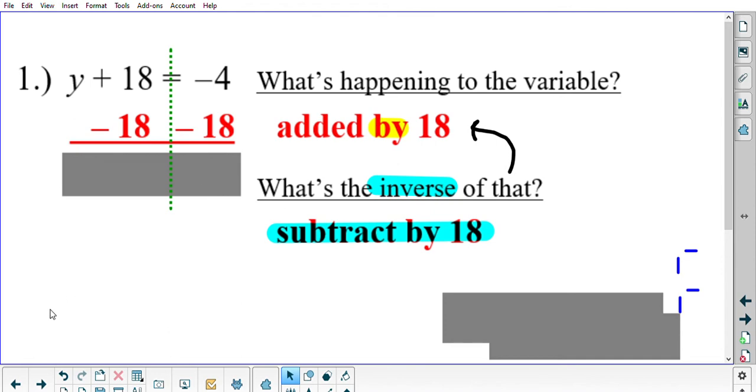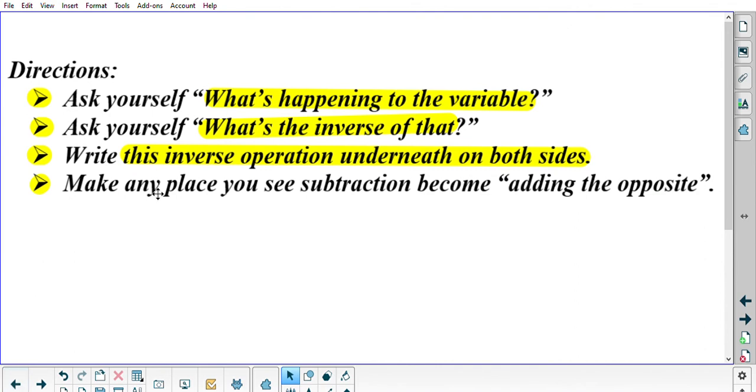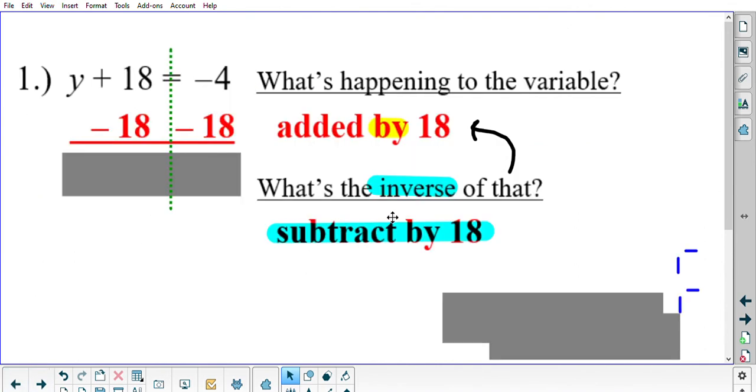So step 3 has now been done. I took the inverse, which I originally wrote in words, subtracting by 18, and I am doing it underneath the original equation on both sides. If you don't want to draw the dashed line through the equal sign, you don't have to.